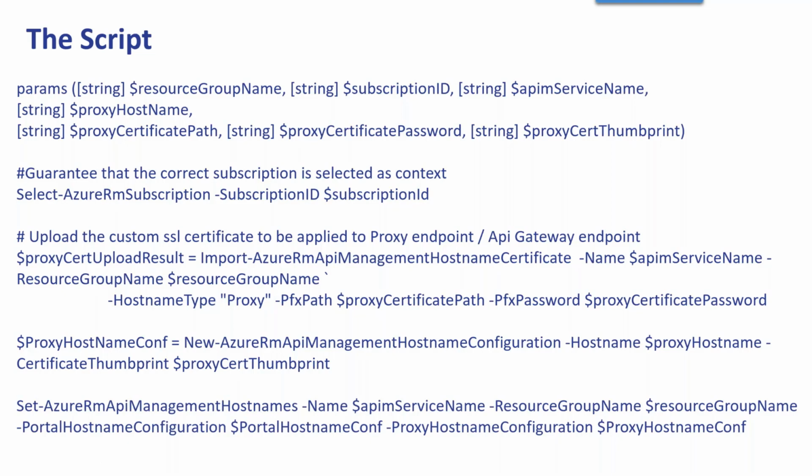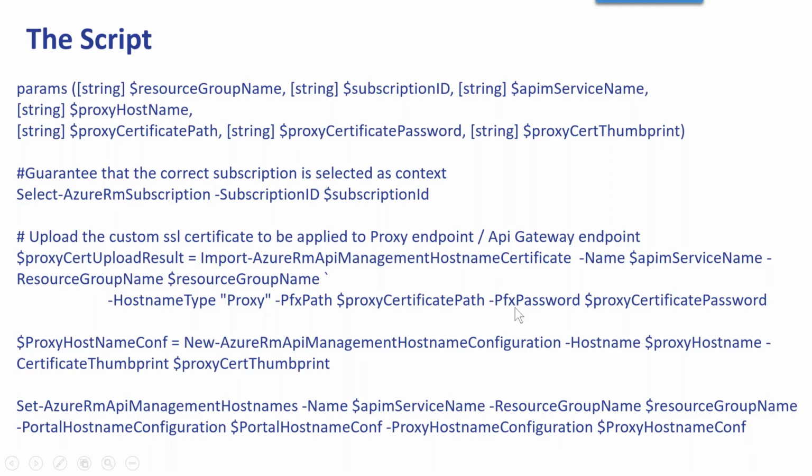Notice one thing interesting here is that I pass in the service name, the resource group, and the portal host name configuration, but in this case it's empty because I'm not creating anything new for the developer portal. The thing that I'm actually creating is this proxy host name, right? So I'm creating a new custom domain for my proxy.